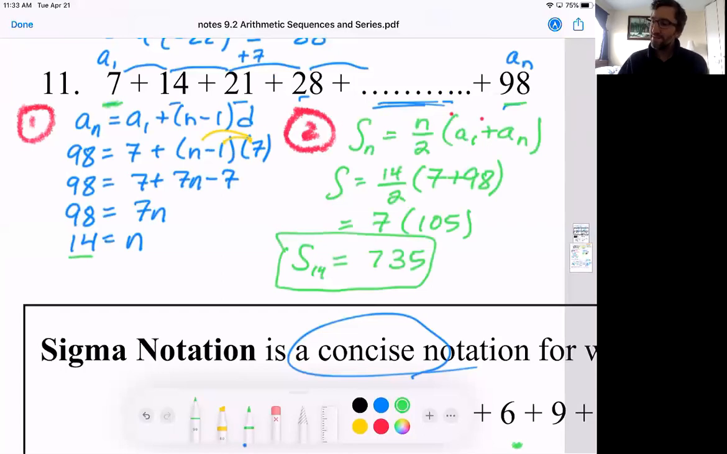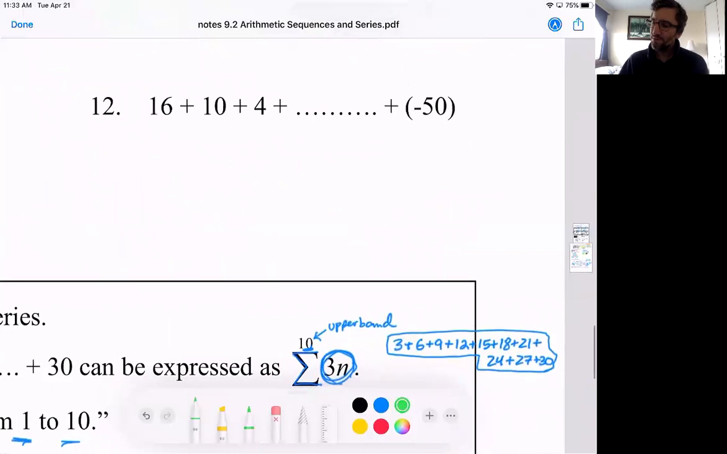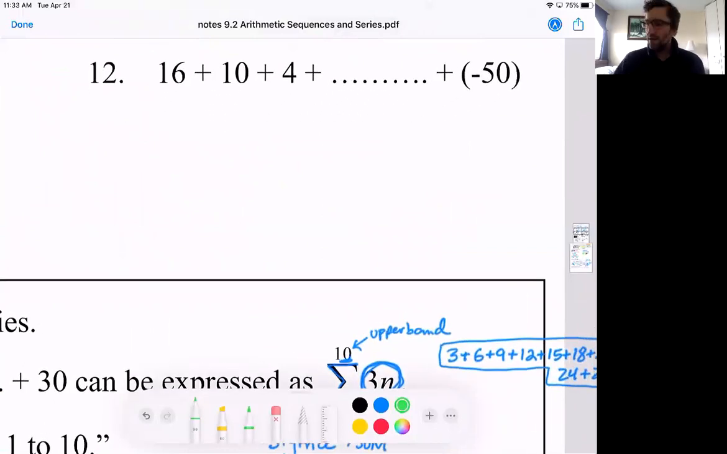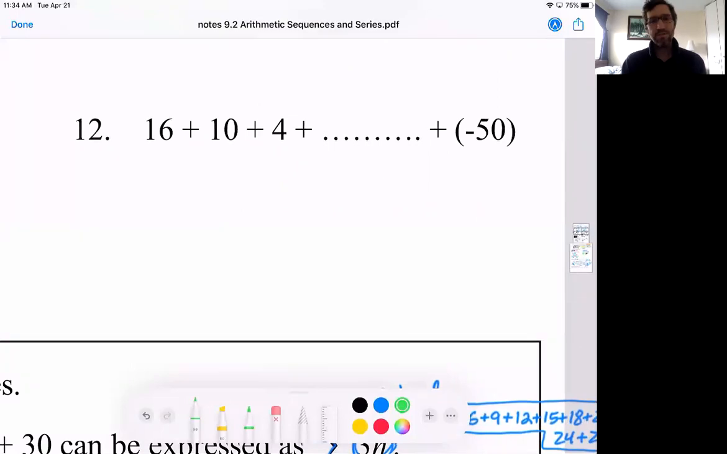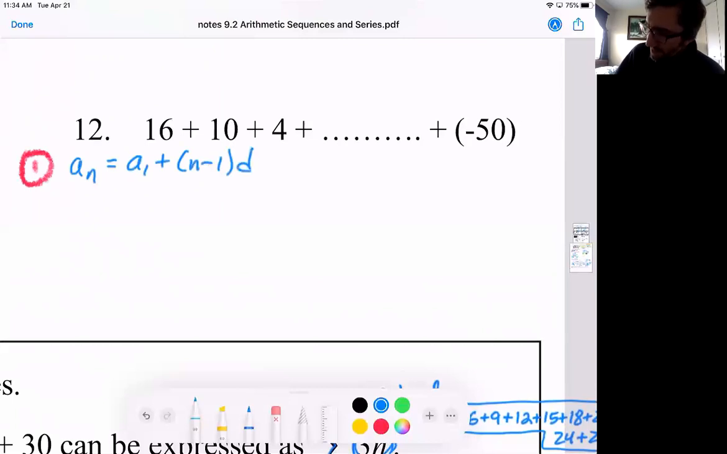For our last example in this video, number 12. Number 12 is really similar, where you're given the series, but you have some missing terms in there. So if you'd like to pause the video, see if you could do number 12. So the first step on number 12, we're going to use this formula, a sub n equals a sub 1 plus n minus 1 times d. This will allow us to find the number of terms.